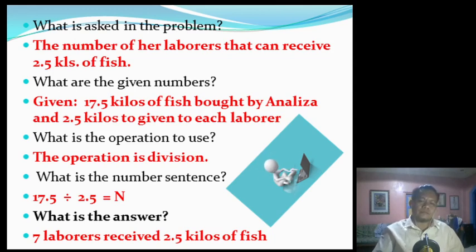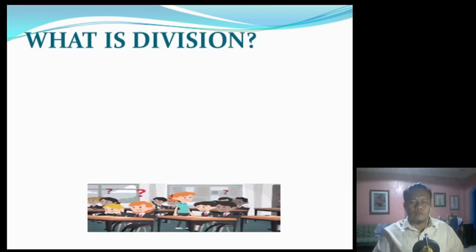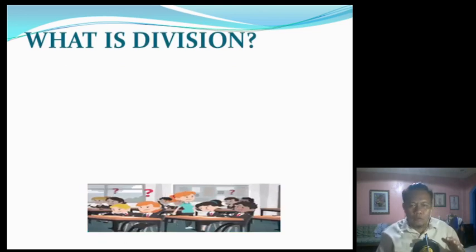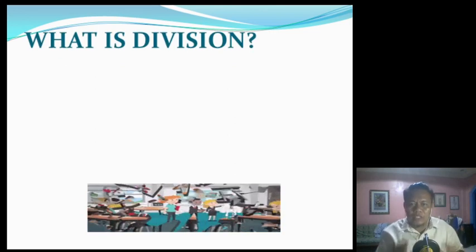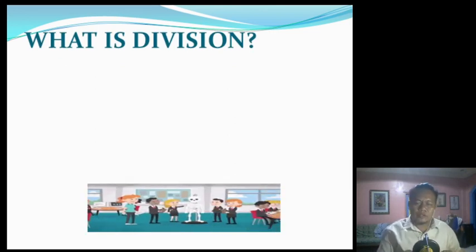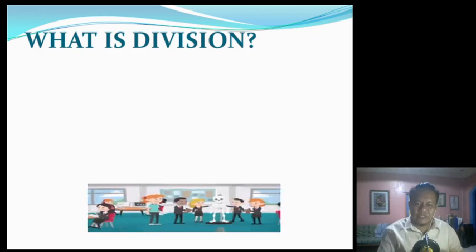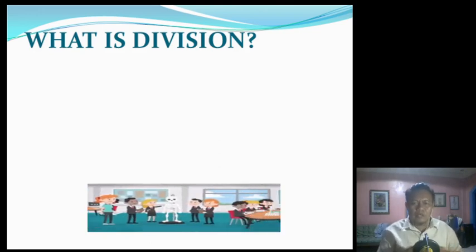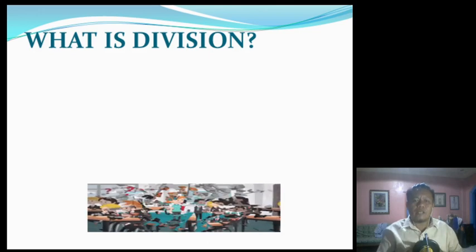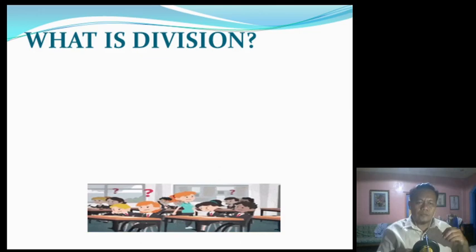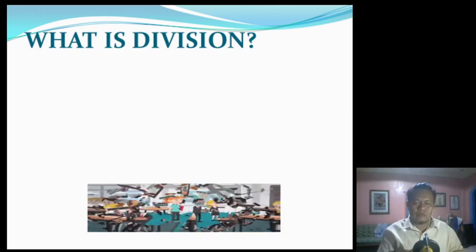Now, before we find how we got 7 laborers to receive 2 and 5/10 kilos of fish, first we are going to define what is division. You see, division can be applied to our life. Why?